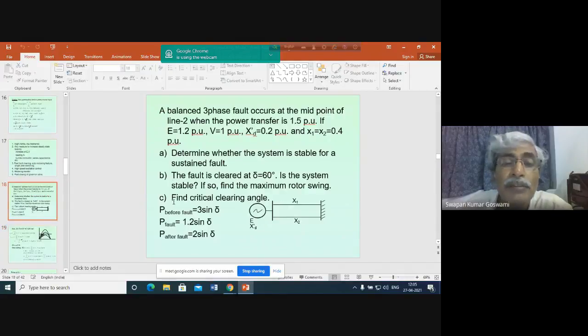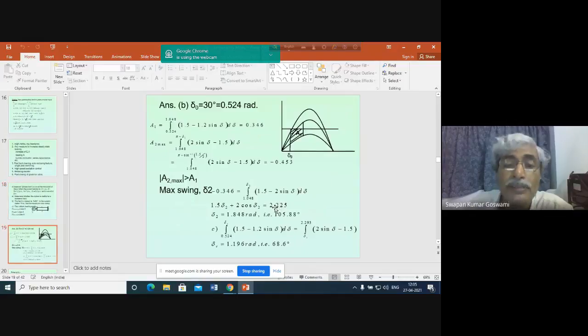Now the third part: find the critical clearing angle. This is also not very difficult. Critical clearing angle, how to find it? Now you see that the generator is swinging up to 105.88 degree or 1.848 radian. But this angle is greater than 105.88 degree. That means now you have to find out the angle at which the fault has to be cleared such that the generator will swing up to this point. That means the maximum rotor swing will be just this point. That angle you have to find.